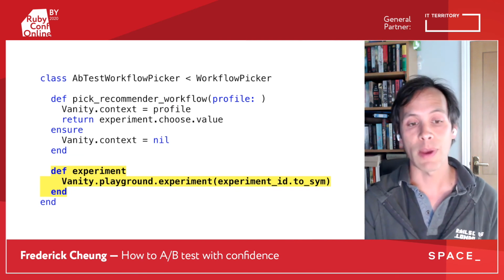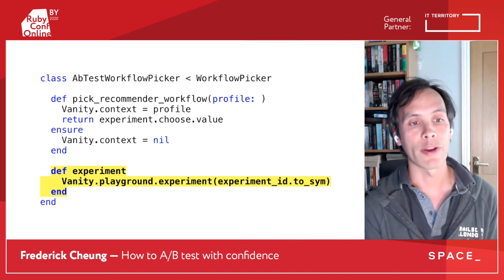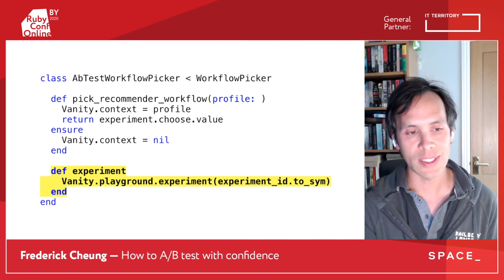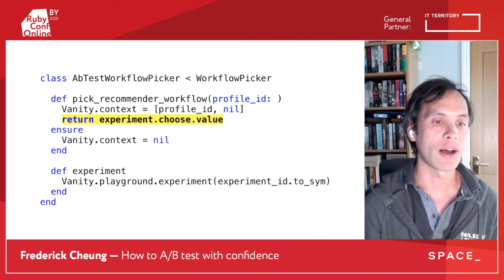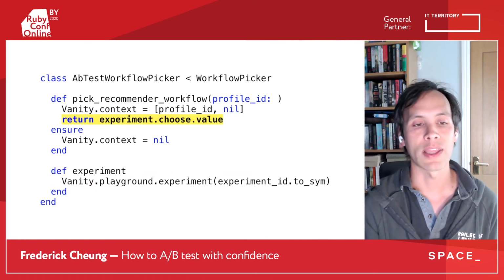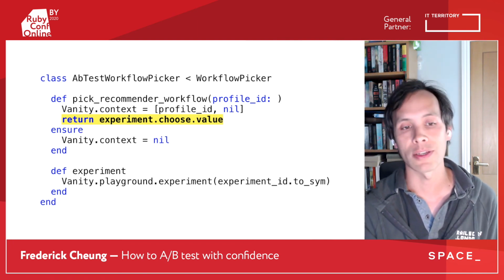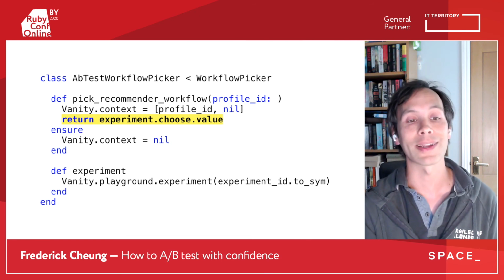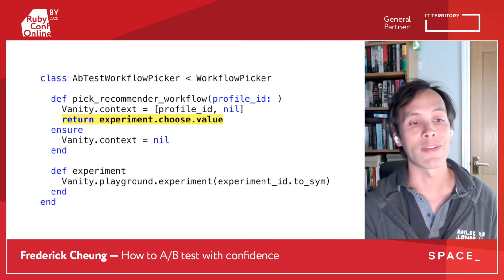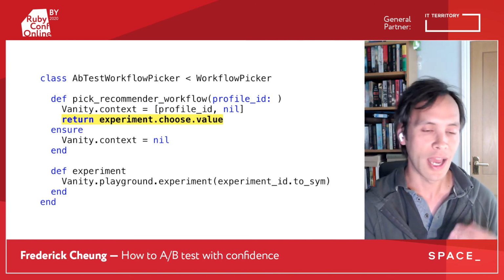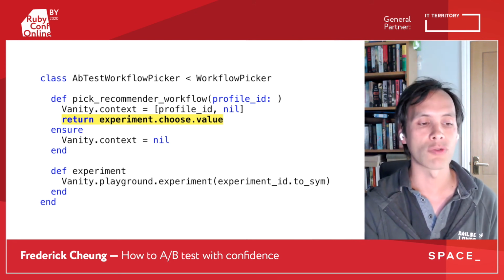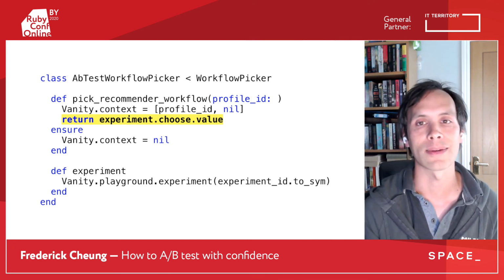We fetch the experiment. Each A/B test workflow pick is associated with a Vanity experiment, and then we ask the experiment, please tell me what the value is. This is the thing that will take care of saying, given this profile, I should pick one value at random, then I should keep returning that same value, even if the person comes back to the same page again. This will also record which group everyone is in so that we can do the analysis later.